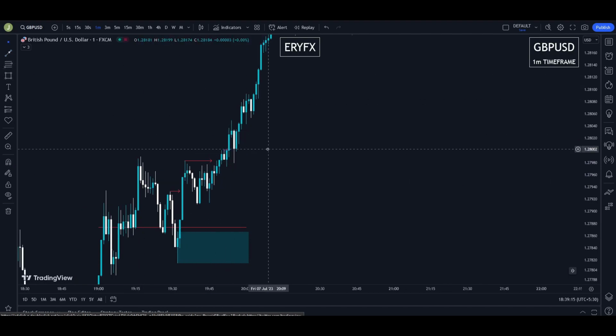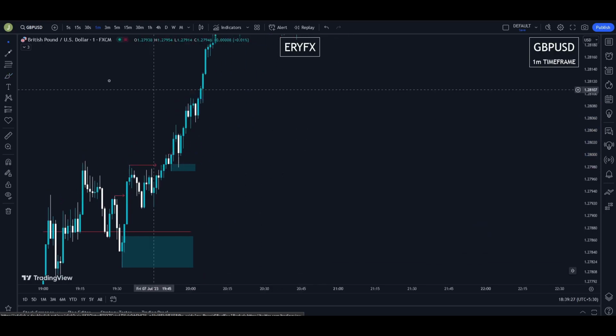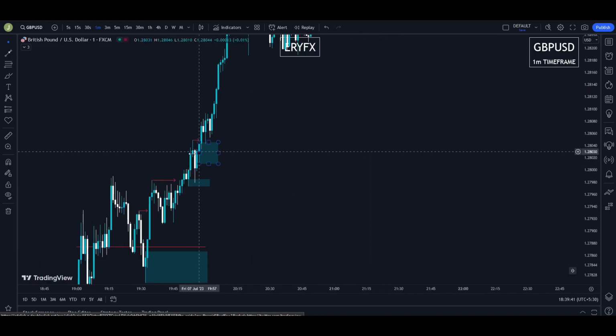This one was a break and an imbalance. You can take this, and you can also take the wick. It broke upside, came back, mitigated this, went upside again. You can take the wick, it broke upside, came back, mitigated this, and moved upside. So if you refine this to just the wick, it's fine.